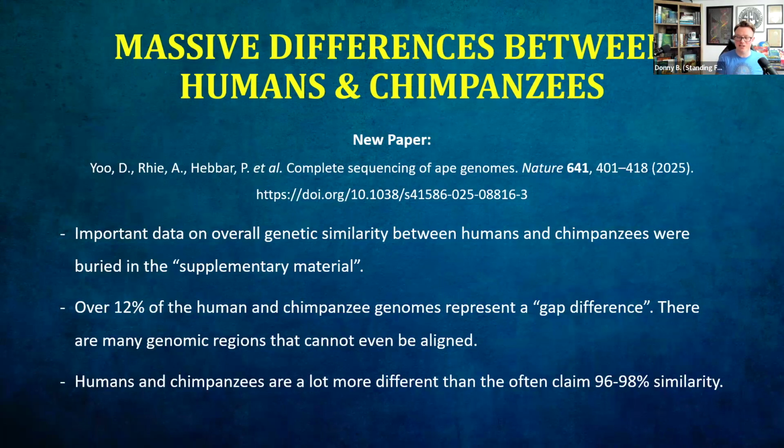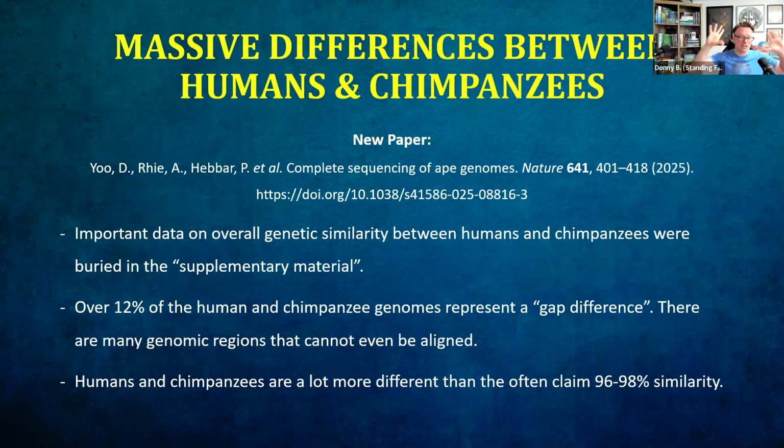2025, this is a sophisticated report of the genetics of the great apes. They do consider humans as a great ape, which is false clearly by this data. And they've determined that over 12%, and it's funny, this is kind of hidden in the supplementary material of this paper. So you go find it and you discover that over 12% of the human and chimpanzee genomes represent a gap difference.